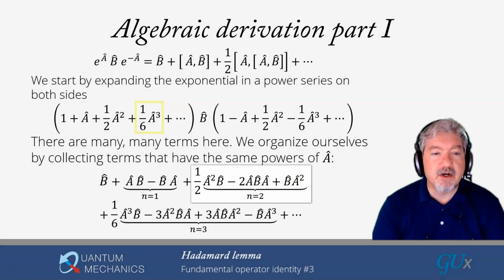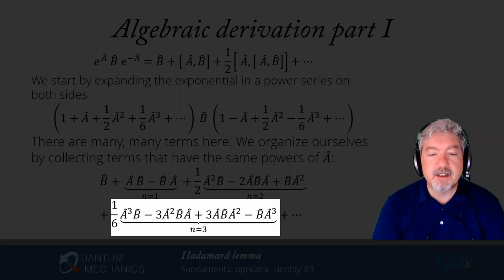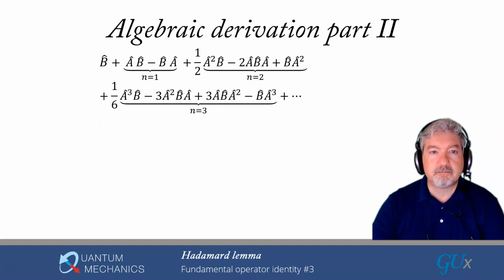For n equals 3, I start with a 1/6 A cubed, a B, and a 1. And then I have a 1/2 A squared, a B, and a minus A. And then I have an A, a B, and a 1/2 A squared. And finally, I have a 1 and a B and a minus 1/6 A cubed. And that collects the 4 terms that are listed below with n equals 3. All right, so I have copied that extraction of those first 4 terms, and now let's start looking at unpacking them.